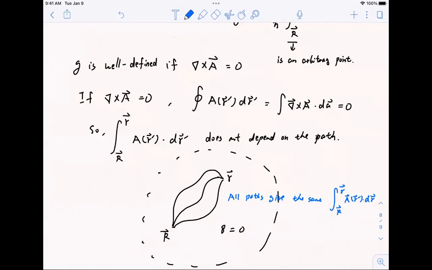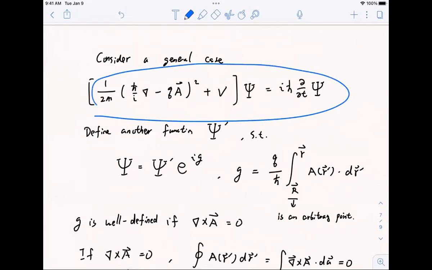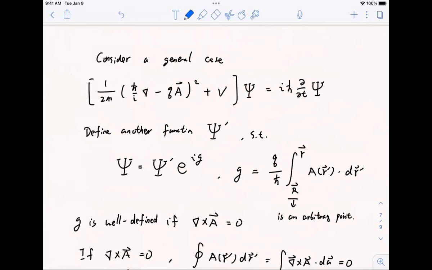So in this region, we can use this transformation. This kind of expression is only good in the region where the B field is zero, and this is exactly what we are dealing with. We're dealing with the region where B is zero, so we can use this kind of expression. This is going to simplify the Schrodinger equation significantly. We're going to plug this into the Schrodinger equation and see how it simplifies.